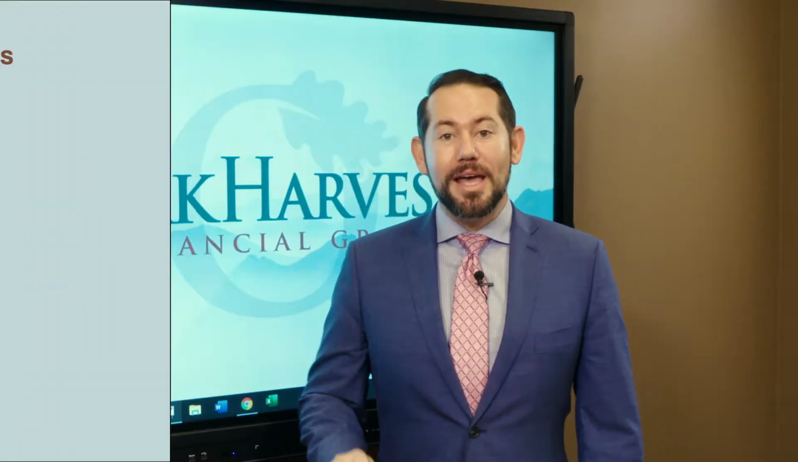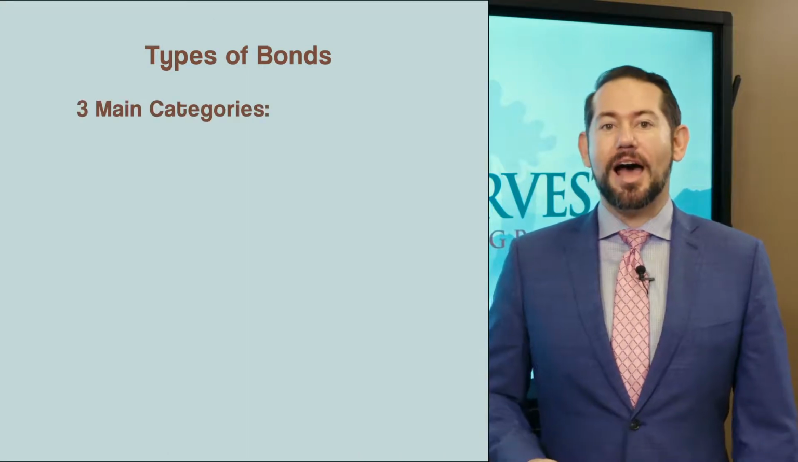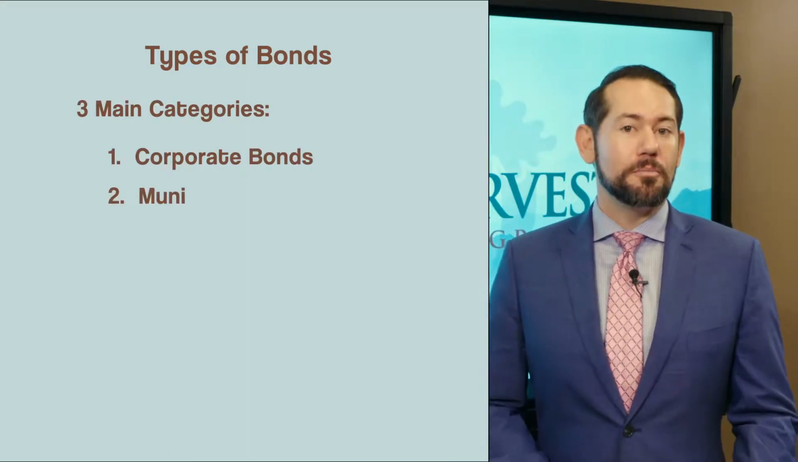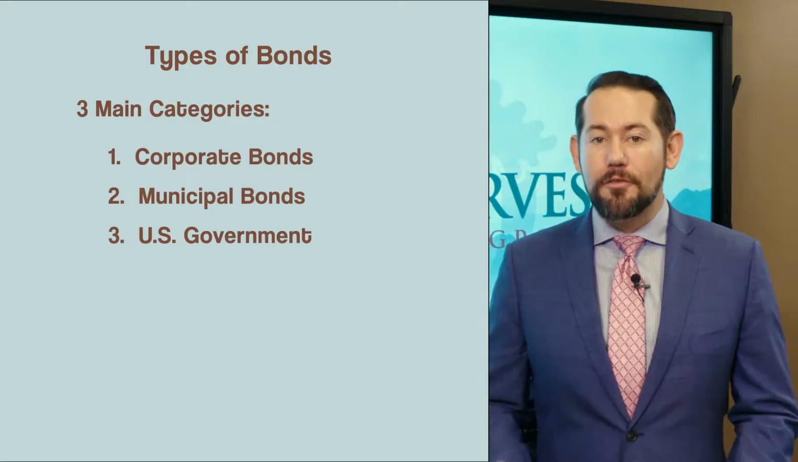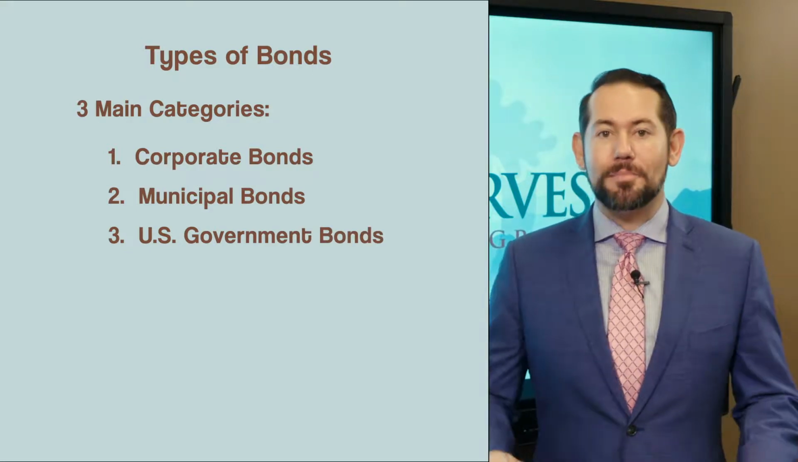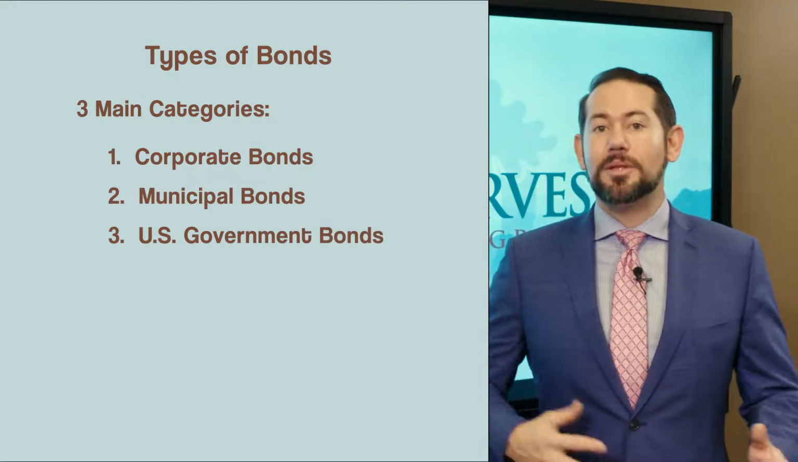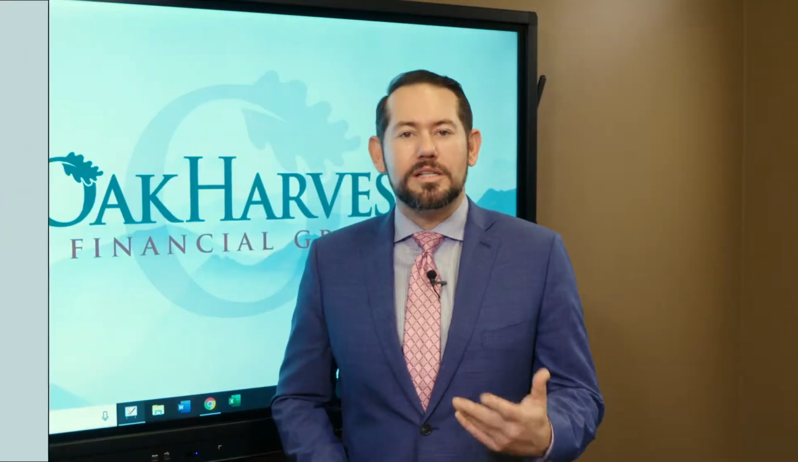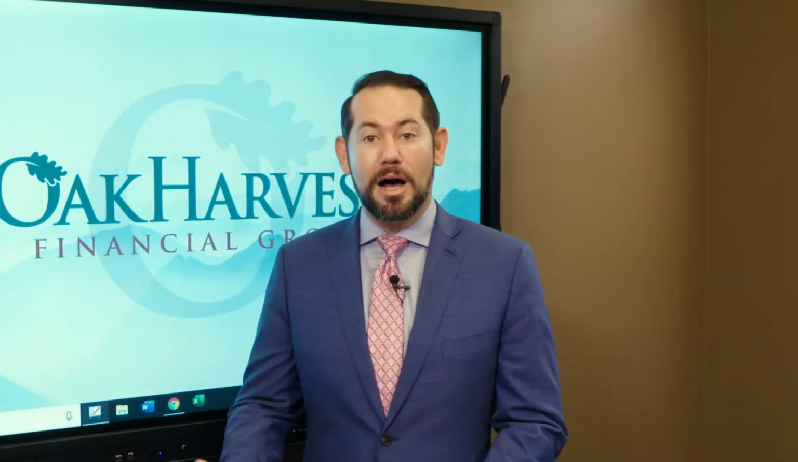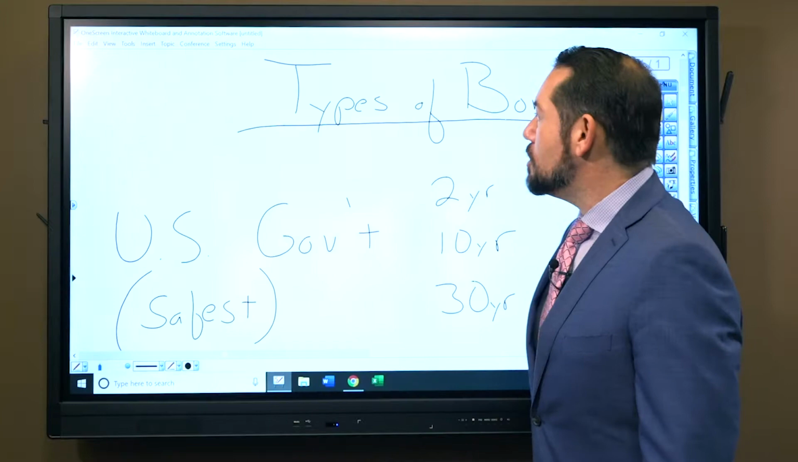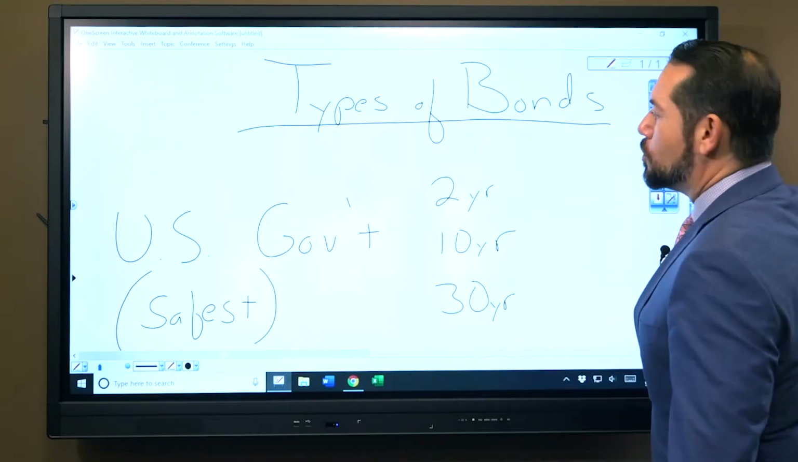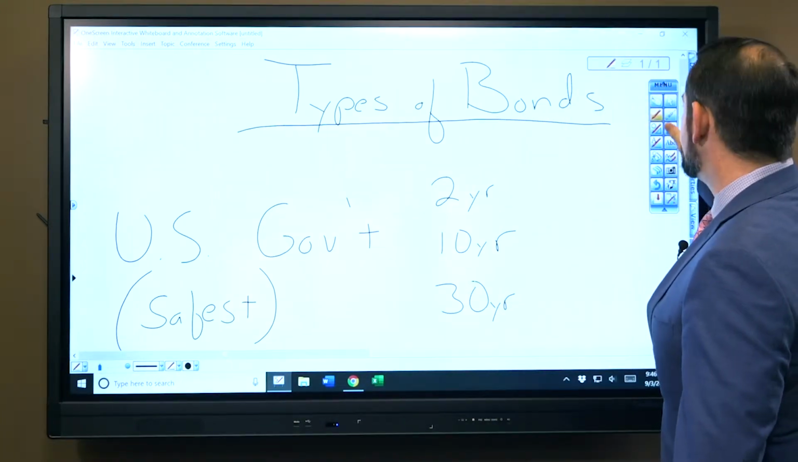There are three main categories of bonds. You have corporate bonds, municipal bonds, and also United States government bonds. I want to talk a little bit about them, some of the differences and some of the similarities, and help you continue this primer in this series about bonds. So first, I wanted to start with United States government bonds.